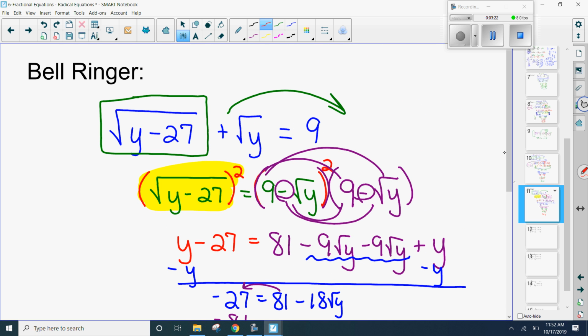So if you check yourself and you put 36 in for y, 36 minus 27 is 9. And if you take the square root of 9, you get 3 plus the square root of 36, which is 6. And 3 plus 6 does equal 9.